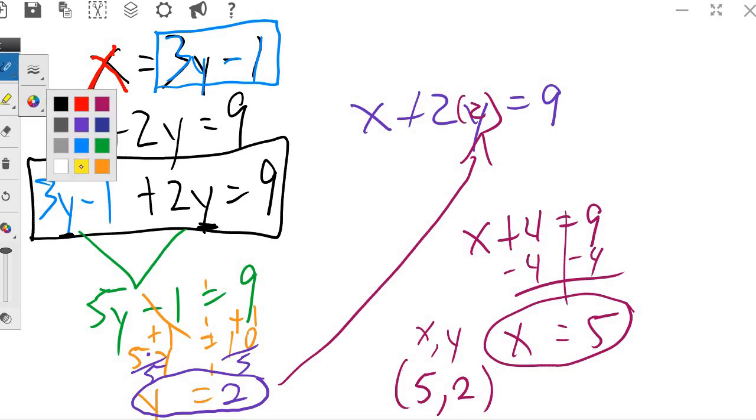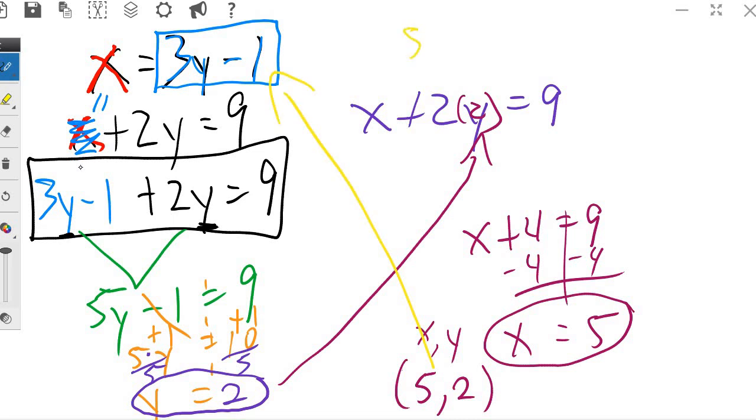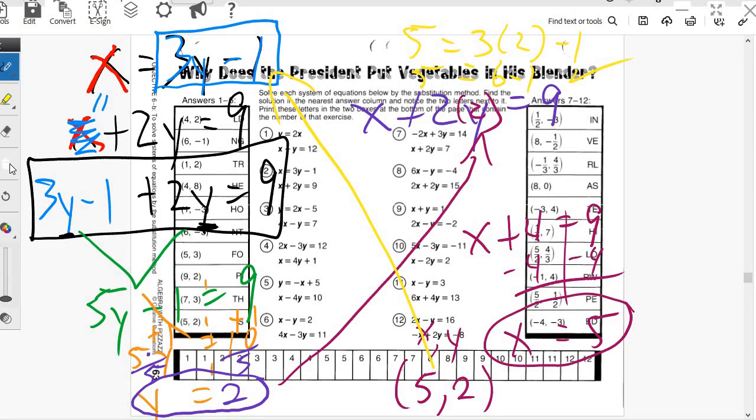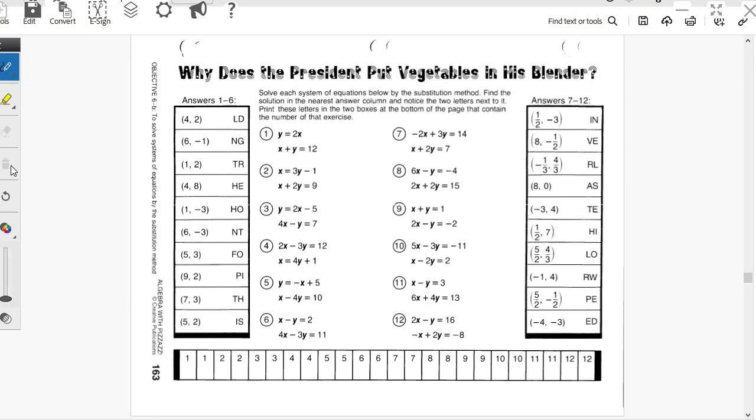Right? So we can check it to see if it works. And here's a really good check. We'll use the other equation to check. Let's plug it in. Let's see if it works. Is 5 equal to 3 times 2 minus 1? 5 equals 6 minus 1? Check. You guys see how this works, right? It requires a lot of common sense and just understanding how to manipulate equations. So the answer for this is 5, 2. And here it is, 5, 2. So for number 2, we're going to put that.